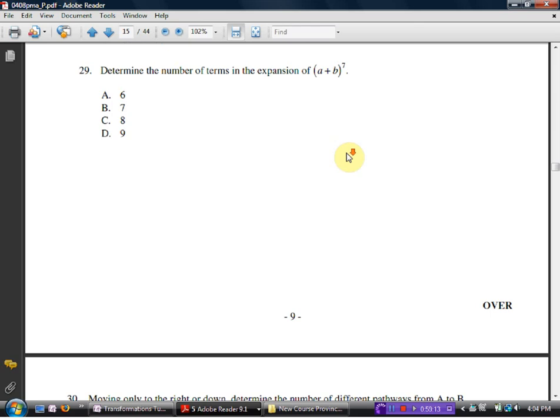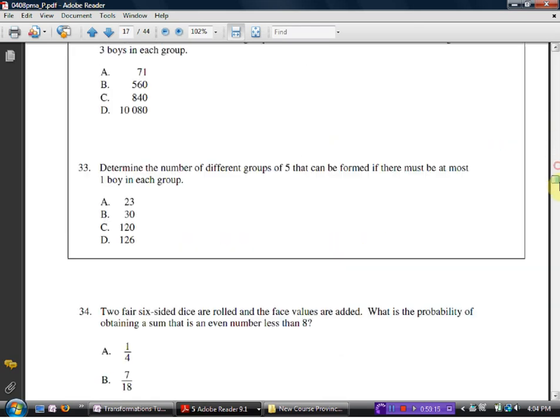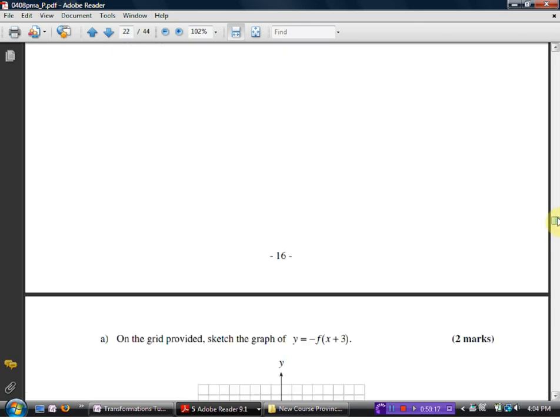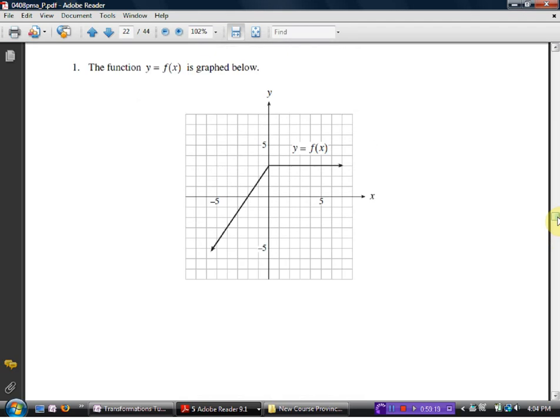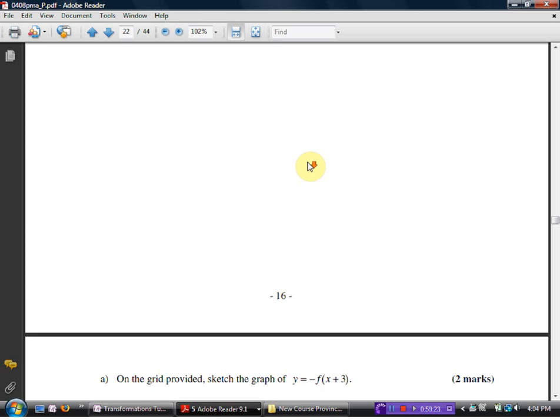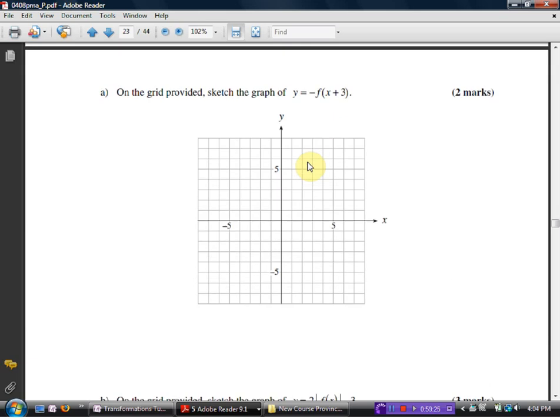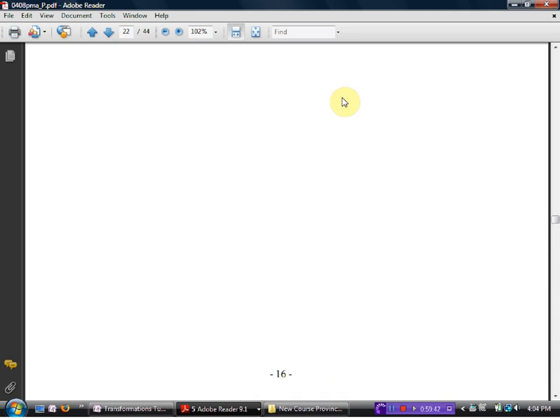Okay. Written section. So you're going to get something like this. That graph is graphed below. Graph that. What's that negative there going to do? Okay, vertical reflection, and 3 left. Are you okay on these?